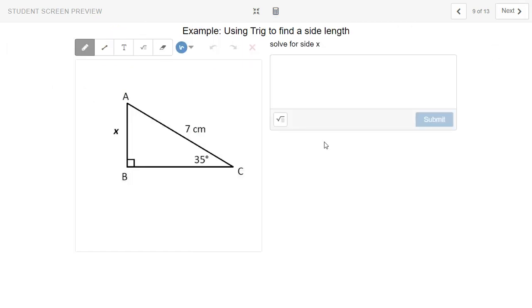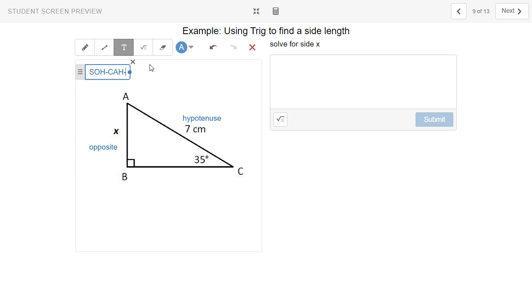Okay, one more example for good measure. We're going to use trig to solve for side x. The first thing we do, we need to identify the sides. So our working angle is 35. Across from the working angle is our opposite side, 7 centimeters. x is across from the 90 degrees, so this is our hypotenuse.